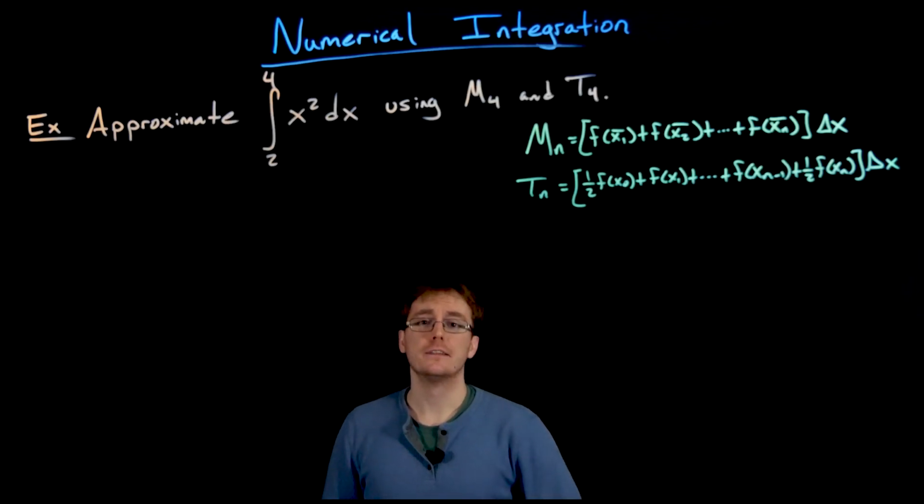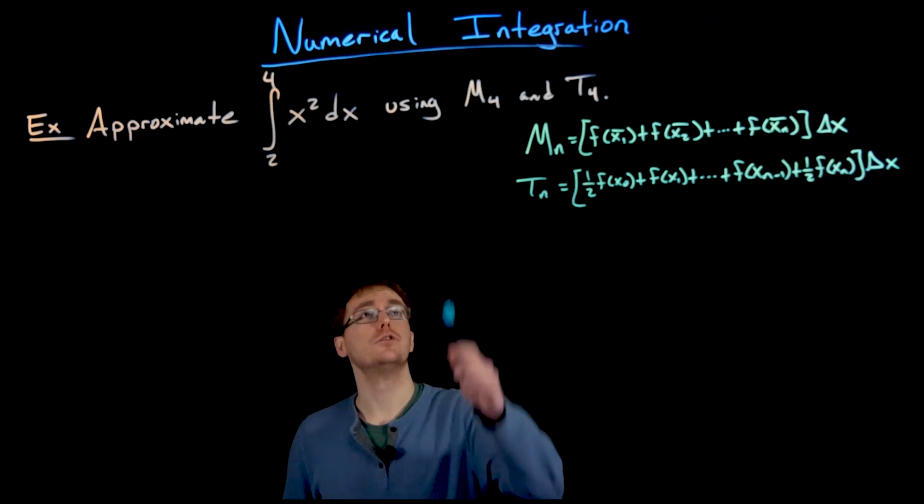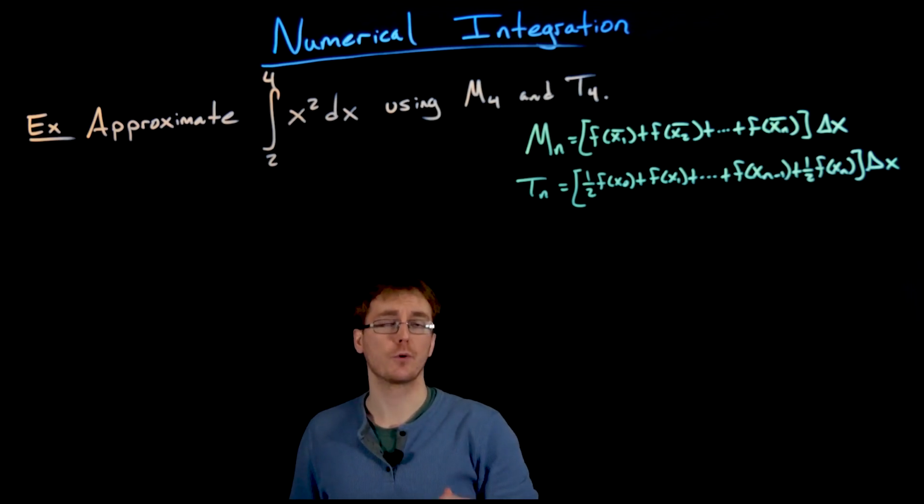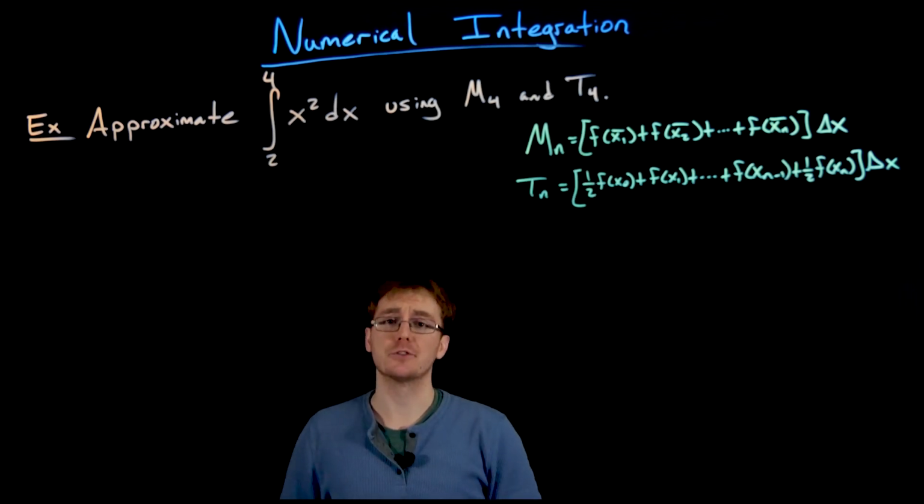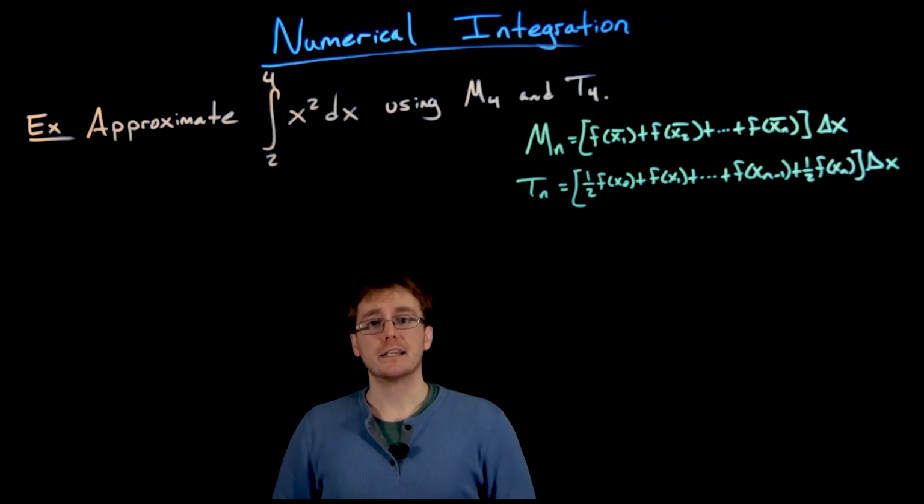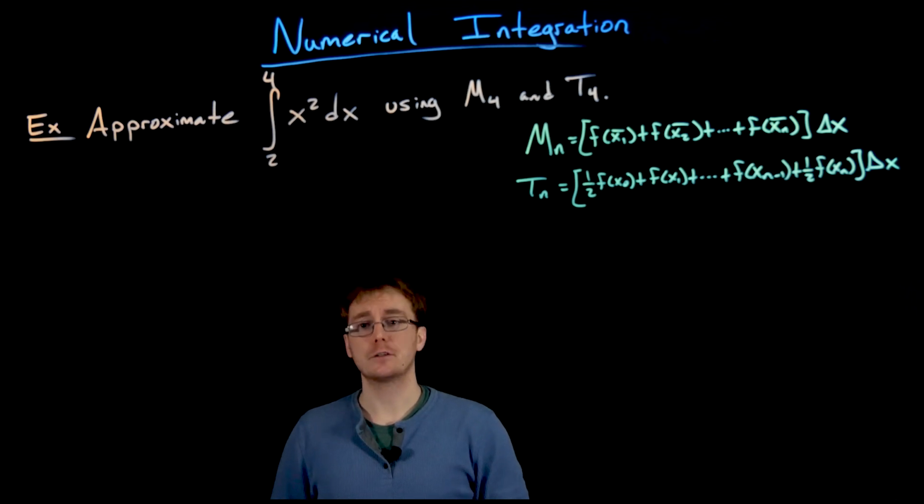Welcome back, everyone. In this example, we are asked to approximate the definite integral from 2 to 4 of the function x squared using M4 and T4. That is our midpoint rule with n equals 4 and our trapezoidal rule with n equals 4. So let's go ahead and jump right in. First, we'll use our midpoint approximation with n equals 4.